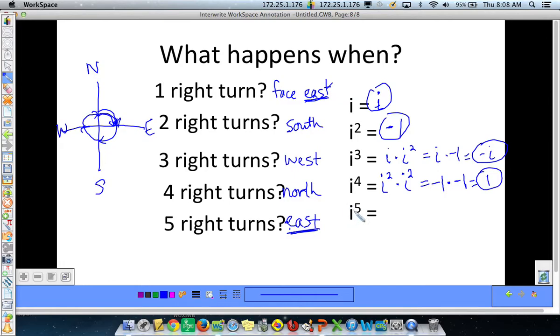Well, what about i to the 5th? Well, i to the 5th is the same as i to the 4th times i. i to the 4th we just figured out to be 1. So that's 1 times i, and 1 times i is i. I'm back to the same thing I got for i to the 1st power.